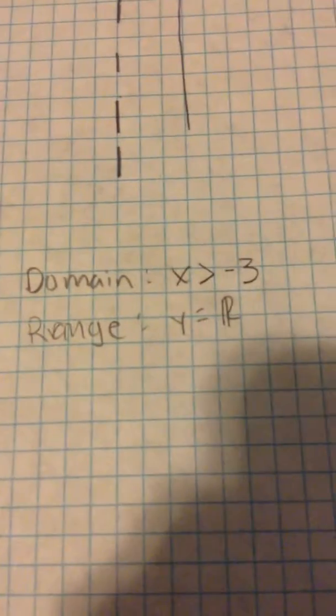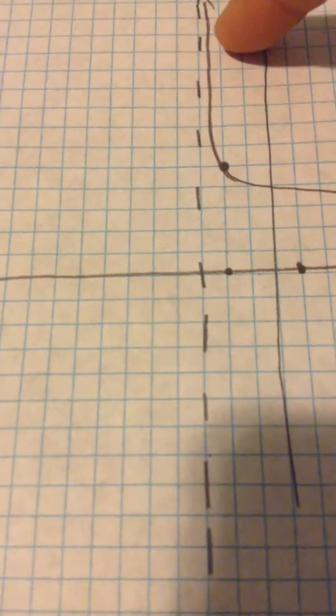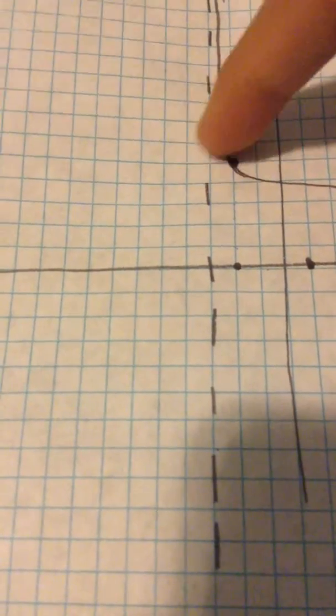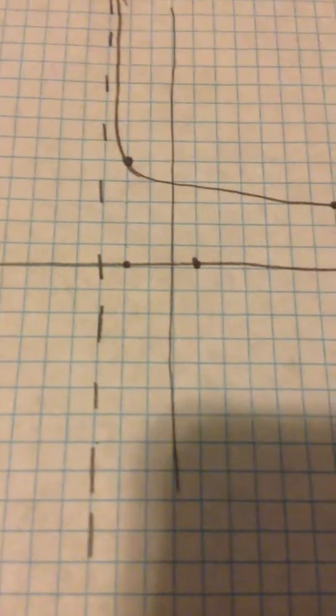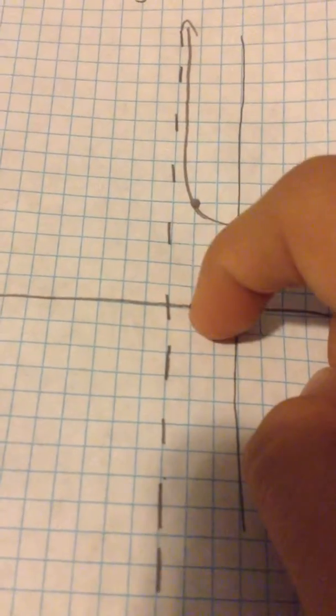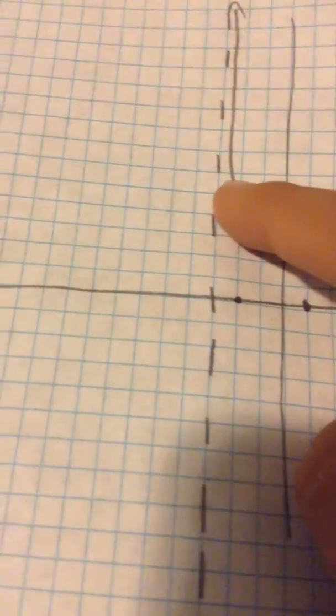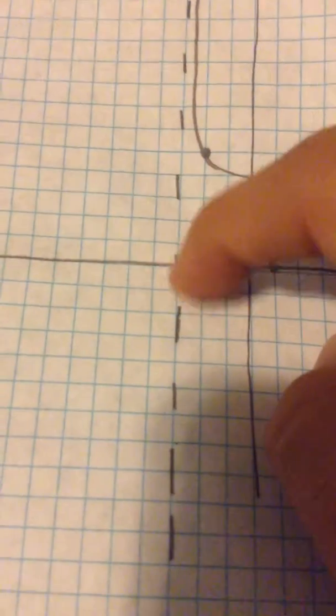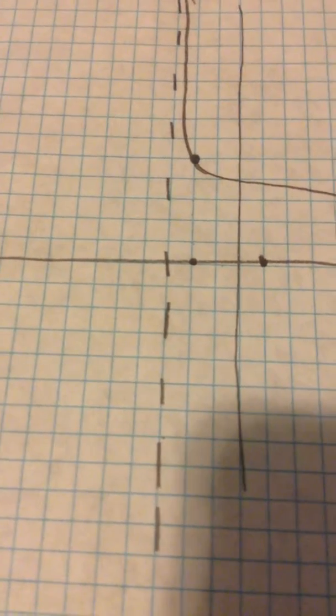Now the domain and the range. The domain will be x is greater than -3, because x will not be able to be -3 since it's never gonna touch the asymptote, so it can't be equal to. It's gonna be very close to -3 but not touching it, so it has to be greater than -3. It doesn't matter how close it is.